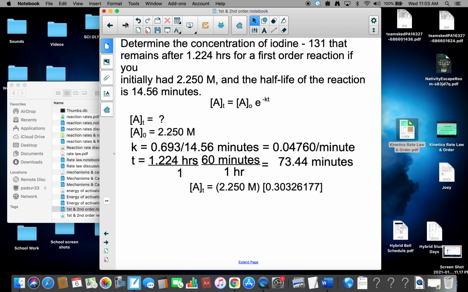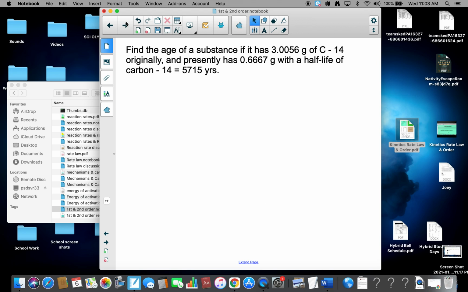Now, I normally wouldn't write that down. I just keep it in the calculator, but I want to make sure that you see that you have the right number. And we multiply that by 2.250 molar. And we get a concentration at the end of 0.06823 molar. That's my answer. All right. Now, this one we'll also do in class.